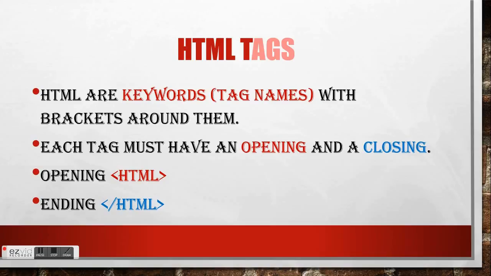HTML tags. HTML tags are keywords, like tag names, with brackets around them. Each tag must have an opening and a closing. For example, as you see there, HTML opening, and there's an ending, which is a forward slash with HTML.